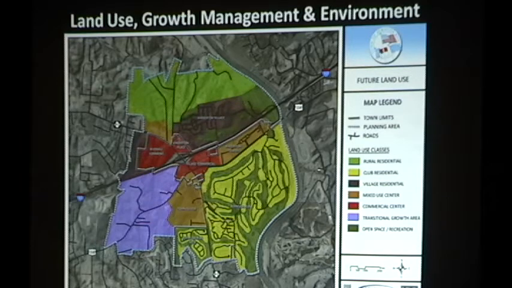Now, the brown area is considered village residential, which includes Kenderton Village, and there's also some potential future village residential there next to the hospital site. Then the purple, of course, is the transitional growth area. This is an area that as you move away from town has potential for a mixture of different types of these uses depending upon the situation. But that was the future land use map that would guide any future zoning decisions and development decisions down the road.